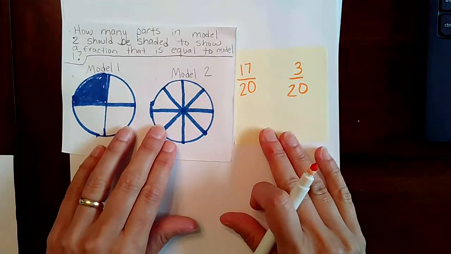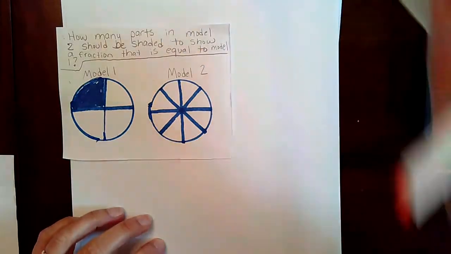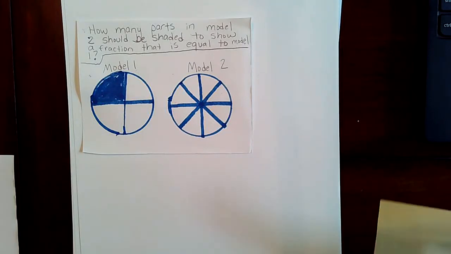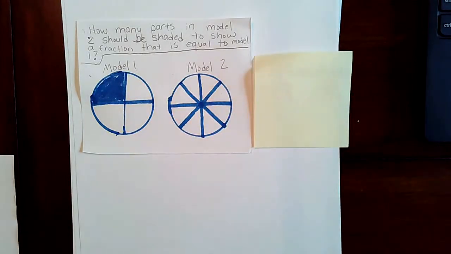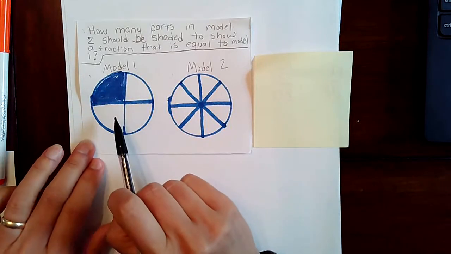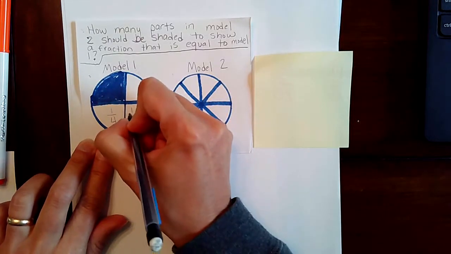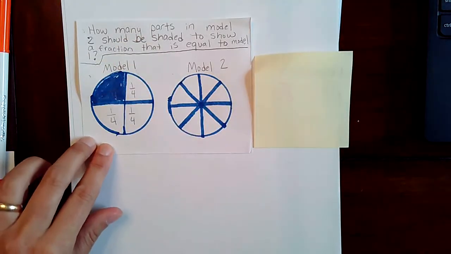Here's a good one. How many parts in Model 2 should be shaded to show a fraction that is equal to Model 1? Now, the first thing you notice is these unit fractions have not been labeled. So that's the first thing I'm going to do. How should I label the parts of this fraction? They should be labeled 1/4, 1/4, 1/4, and you can't see it, but 1/4 on that one.